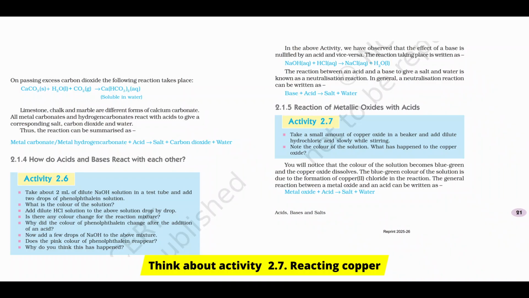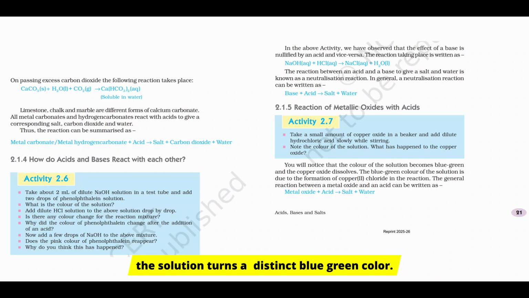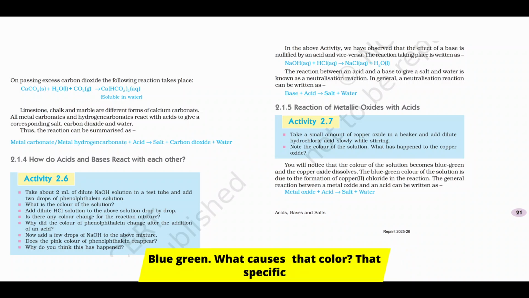Think about activity 2.7, reacting copper oxide with hydrochloric acid. You take a small amount of copper oxide, CuO, the black solid powder, put it in a beaker, then slowly add dilute hydrochloric acid, HCl, while stirring. What you'll see is quite noticeable. The black solid, the CuO, gradually dissolves, and at the same time, the solution turns a distinct blue-green color. Blue-green, what causes that color?